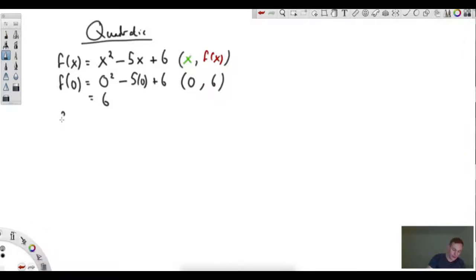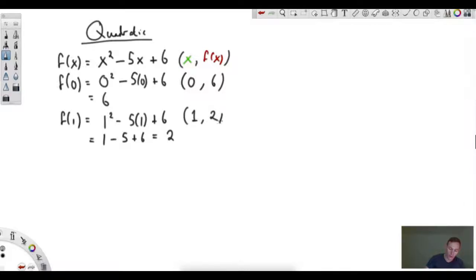So let's do it again. F of 1, this is 1 squared minus 5 times 1 plus a 6, which ends up being a 1 and a minus 5 and a plus 6. So the 1 and the 6 give me a plus 7, and then I end up with a plus 2. And my input-output pair is 1 and 2.